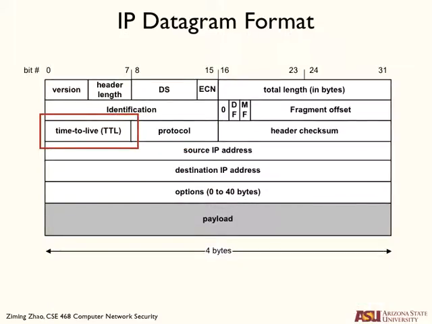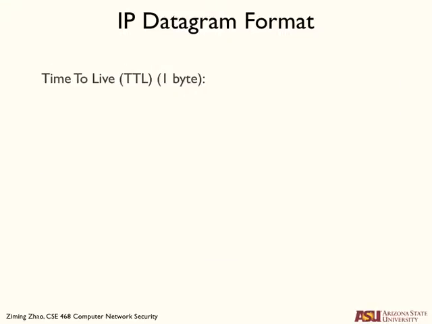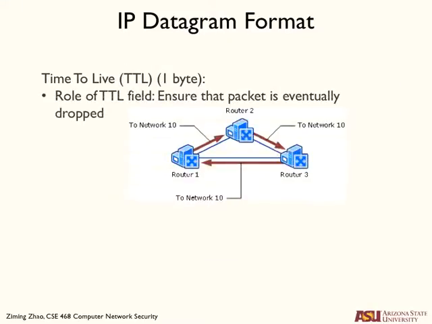The second field is called time to live. Why do we need this field, and what does that mean? It's just 1 byte, first of all. The role of this field is to ensure that a packet will eventually be dropped. Why do we need this?